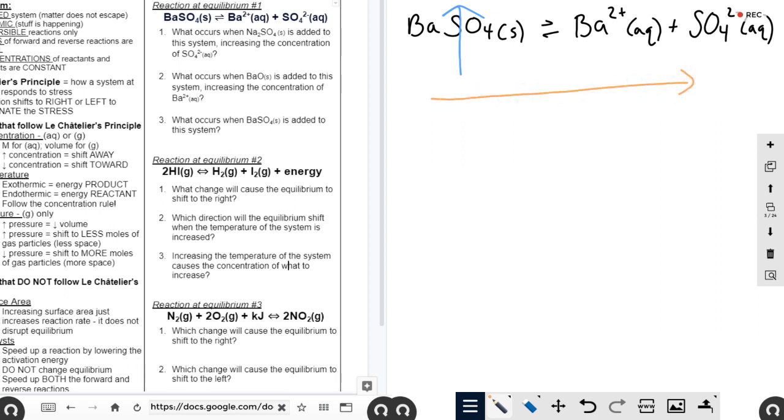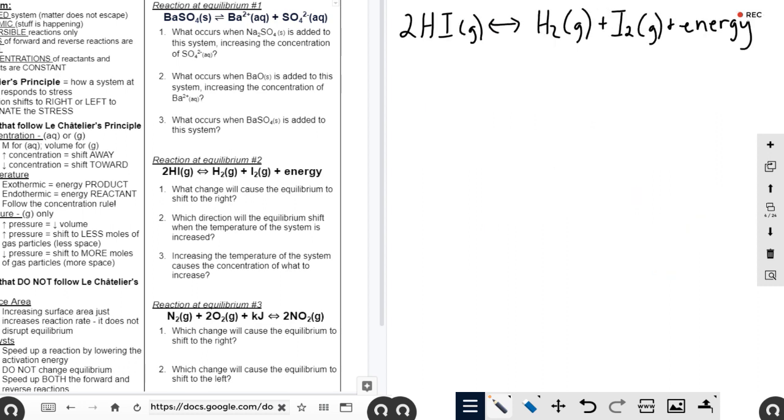I need to do what? I need to use this up. That resolves the crisis. And when I use this up, see where the arrows are? On the other side, I'm going to make more of this and make more of this. So my shift is to the right or to the product side. All right. Now we're on the next equation.